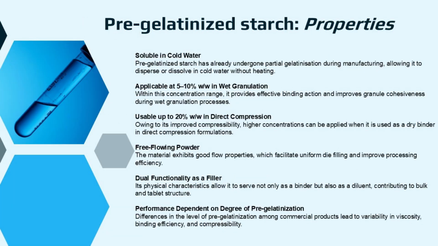Pre-gelatinized starch has been modified to disperse in cold water, which eliminates the need for heating. In wet granulation, it is typically used at 5 to 10%, and at levels up to 20% for direct compression due to its improved compressibility. It also acts as a filler and provides good flow, making it suitable for modern high-speed manufacturing.